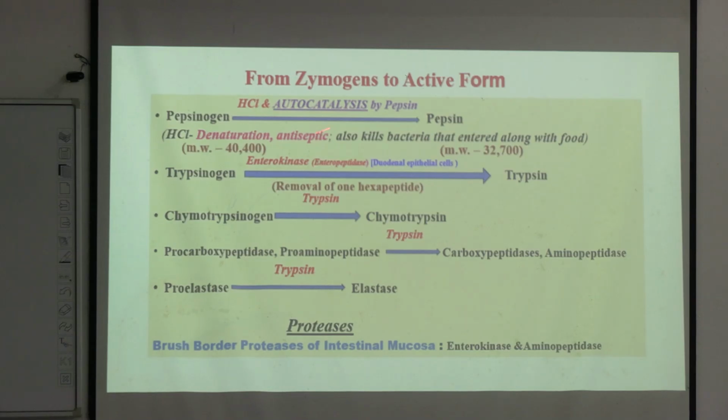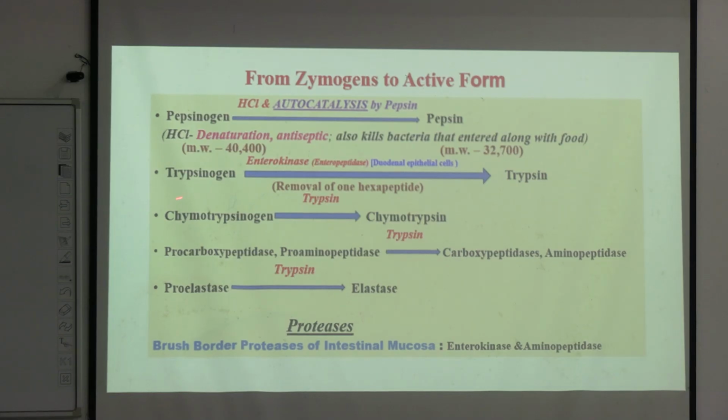So, from zymogen to active form, pepsinogen is activated to pepsin by gastric hydrochloric acid, and once pepsin is formed, pepsin itself acts as a proteolytic enzyme and causes its own activation. So, in the first stage, pepsinogen to pepsin is formed by the gastric HCl, and then the pepsin itself causes its own activation.